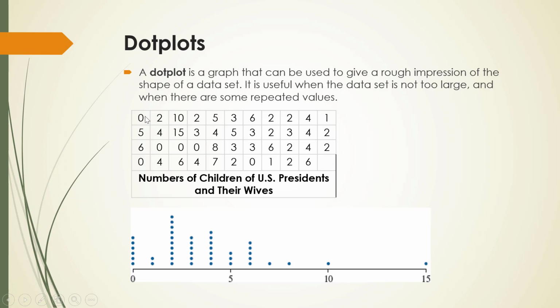For example, for number 0 here, we mark one dot at number 0. Then number 2, we mark one dot at number 2. And then number 10, we make a dot at number 10. And so on. So if we see a second 0, we put the second dot on top of the first dot. And make sure that these dots are lined up. So this is how we construct the dot plots. By the dot plots, we also can tell if the dataset is symmetric.